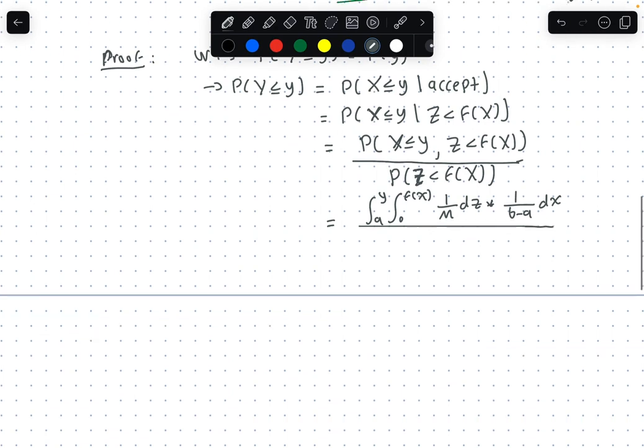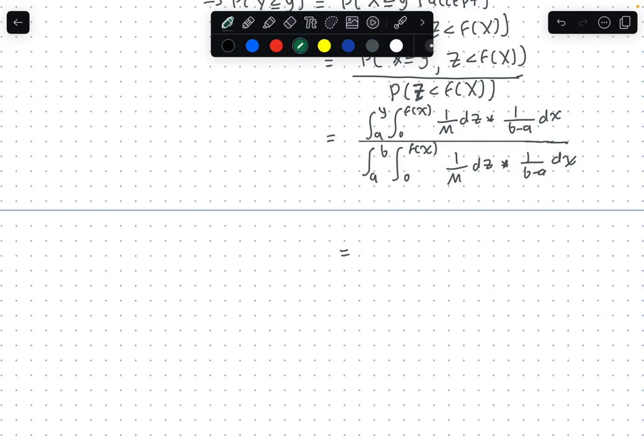Now for the denominator, we'll still need two integrals because z and x are both random variables. So if we let x go from a to b, if we allow it to be whatever it wants, then for this inequality to hold, z will need to be bounded by f of x. So we'll integrate from 0 to f of x. We'll still have 1 over m dz, and we'll have 1 over b minus a dx.